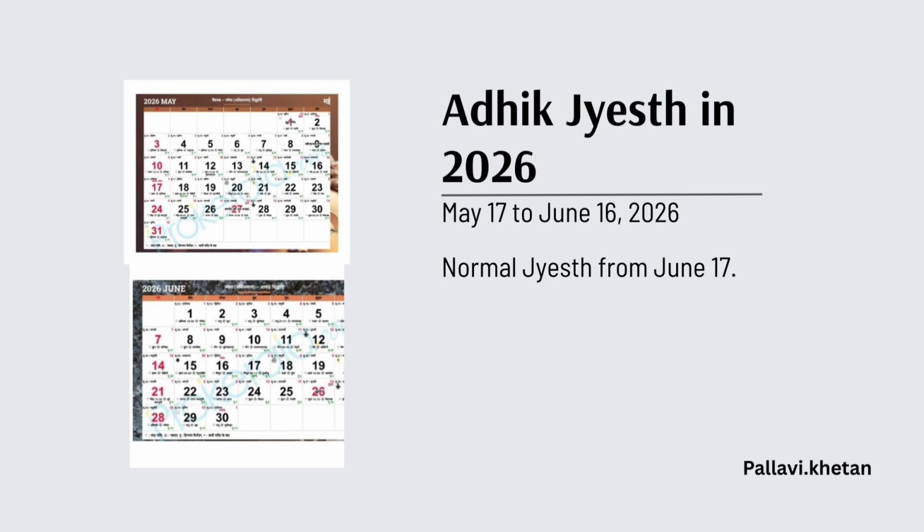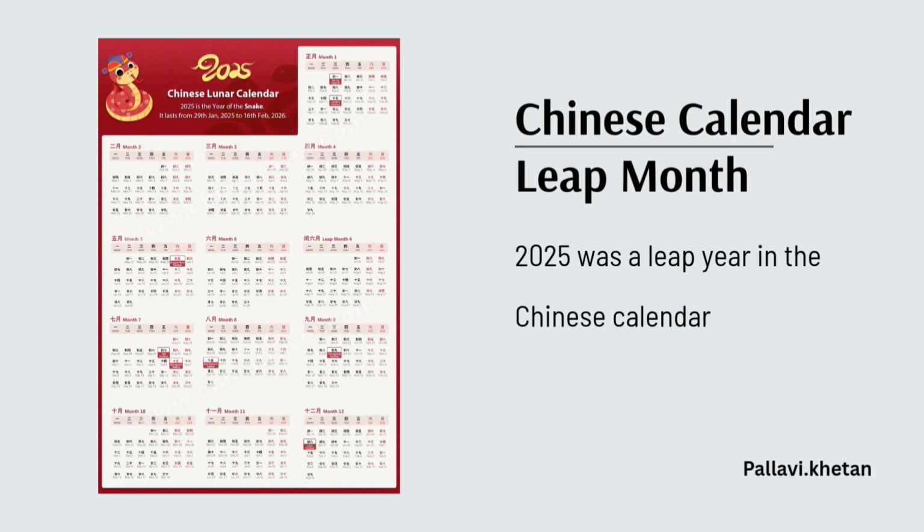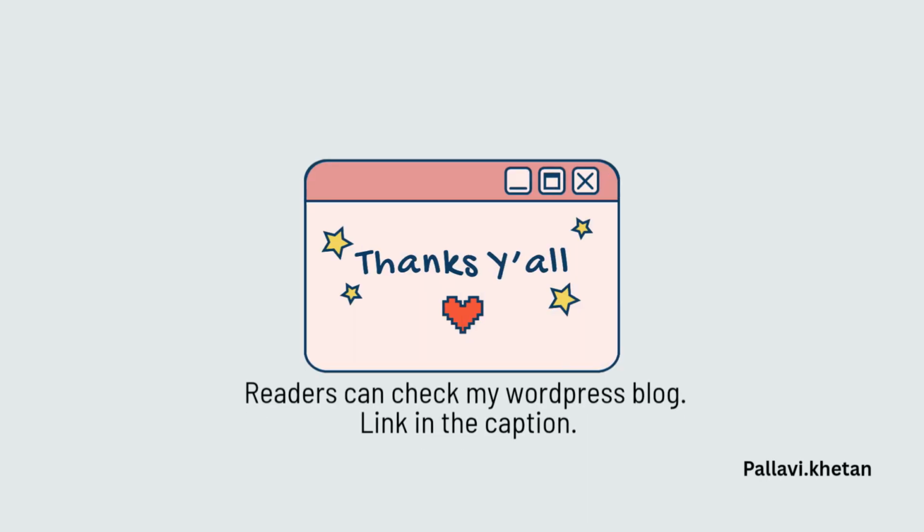So in 2026 we have Adhik Jyeshtha, and it will start from May 17 and end on June 16. And from June 17 we are having the normal Jyeshtha month also. Interestingly, even the Chinese calendar has the leap month. In 2025 they had a leap month.